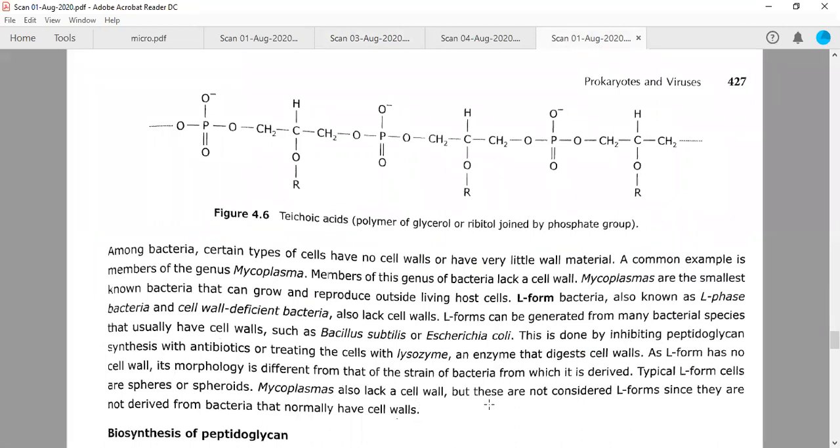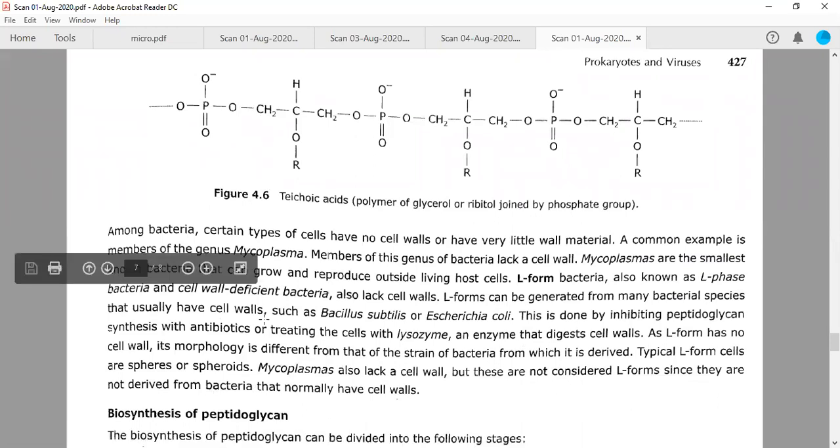Mycoplasma lack a cell wall, but these are not considered L-form bacteria. So please note this, mycoplasma also do not have a cell wall, but we cannot call them L-form bacteria because L-form bacteria are derived from bacteria which generally have a cell wall, with the treatment of some drugs. Mycoplasma are not derived from bacteria that normally have a cell wall. Therefore, they are completely different genera.